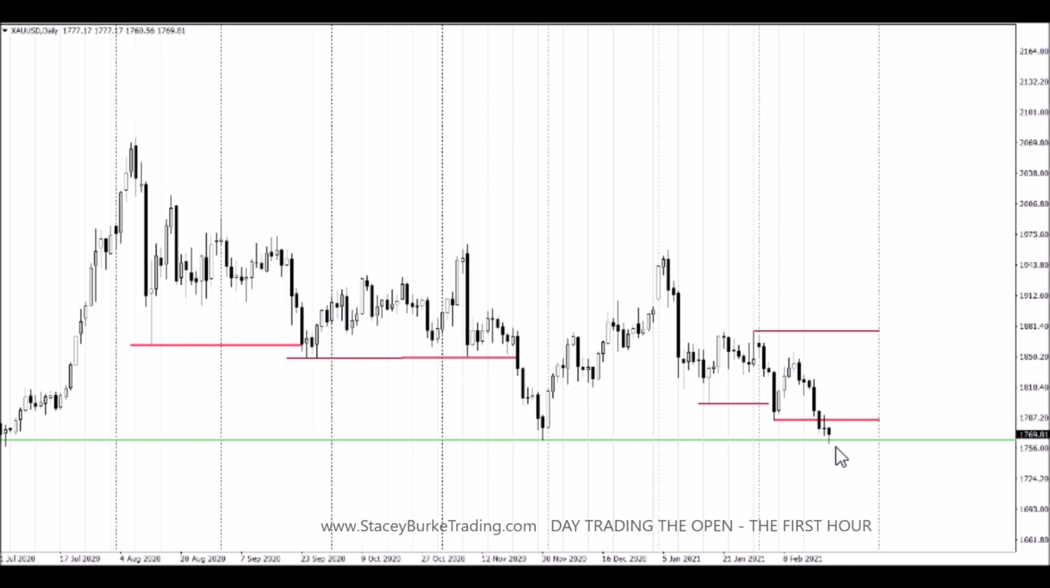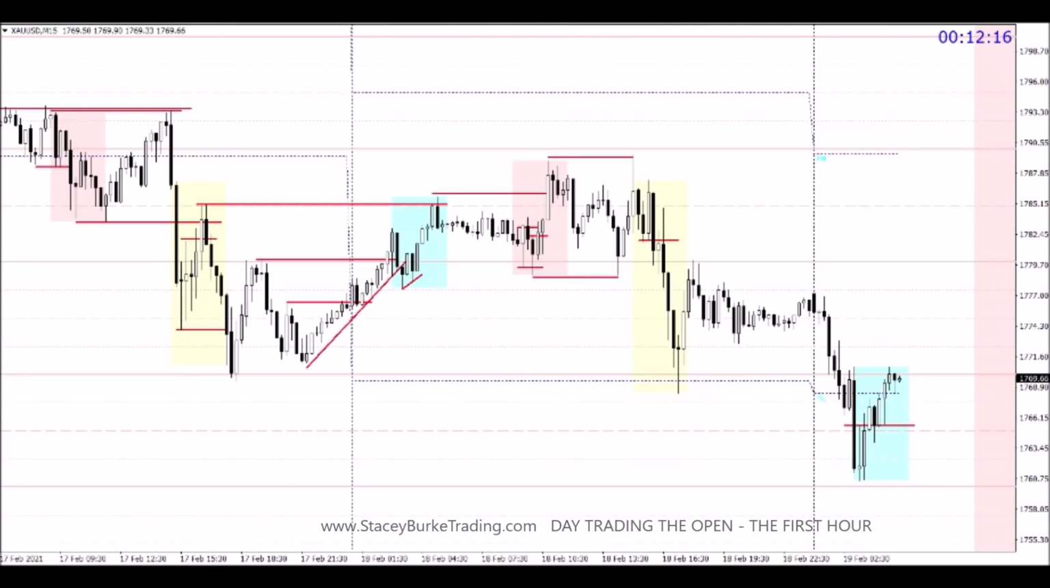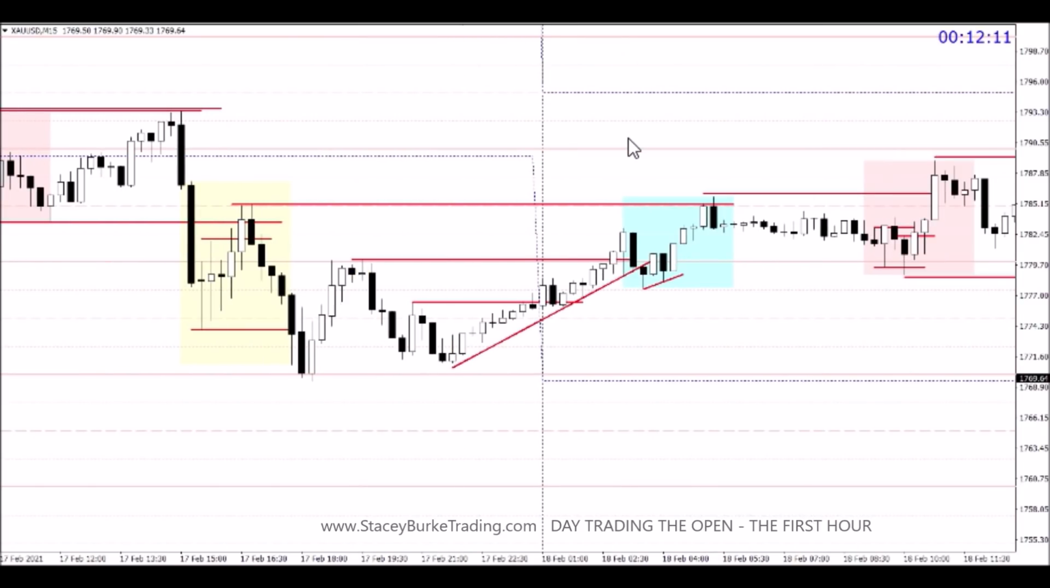November's low. So it is possible we could see a 3-bar reversal by the time this day is over, taking out yesterday's high, or we could see this market continue to drop through and continue to make new lows for the month of February. The point I'm emphasizing today is the first hour is critical.